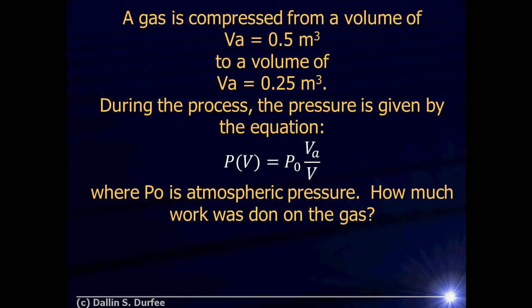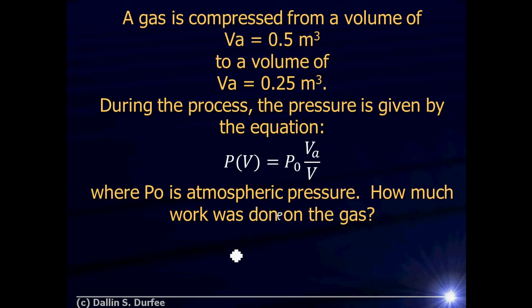Let's look at our final problem here. A gas is compressed from a volume of half a cubic meter to a volume of a quarter of a cubic meter. During the process, the pressure is given by this equation here, where P0 is atmospheric pressure. How much work was done on the gas?